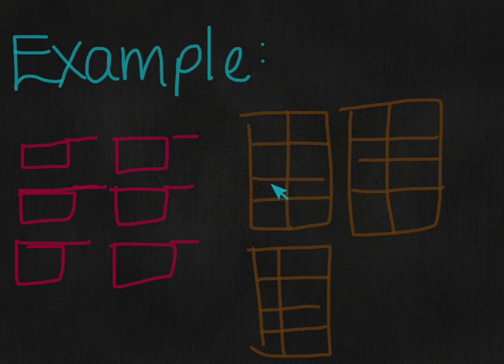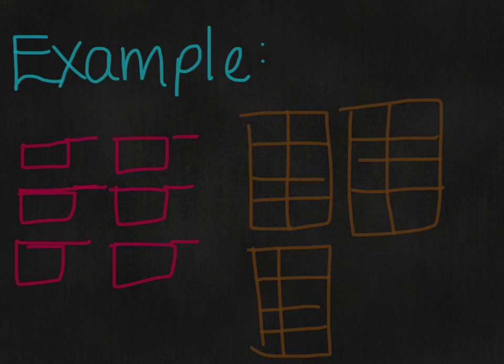So I made 3 pans of brownies. Here's 1 pan, 2 pans, and 3 pans of brownies. In order to make these 3 pans of brownies, I used 1, 2, 3, 4, 5, 6 cups of sugar. 6 cups of sugar. And I want to write an equation to represent this proportional relationship.